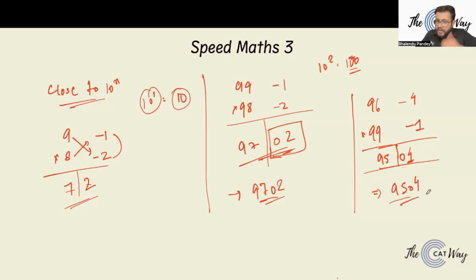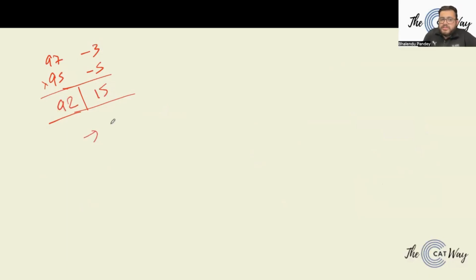Right? एक और question करते हैं. Let's say we have 97 into 95. Right? 97 is 3 less, 95 is 5 less. Correct? What do we get? Minus 3 into minus 5 gives you a 15. 97 minus 5, 95 minus 3 both give you a 92. Your answer turns out to be equal to 9215.